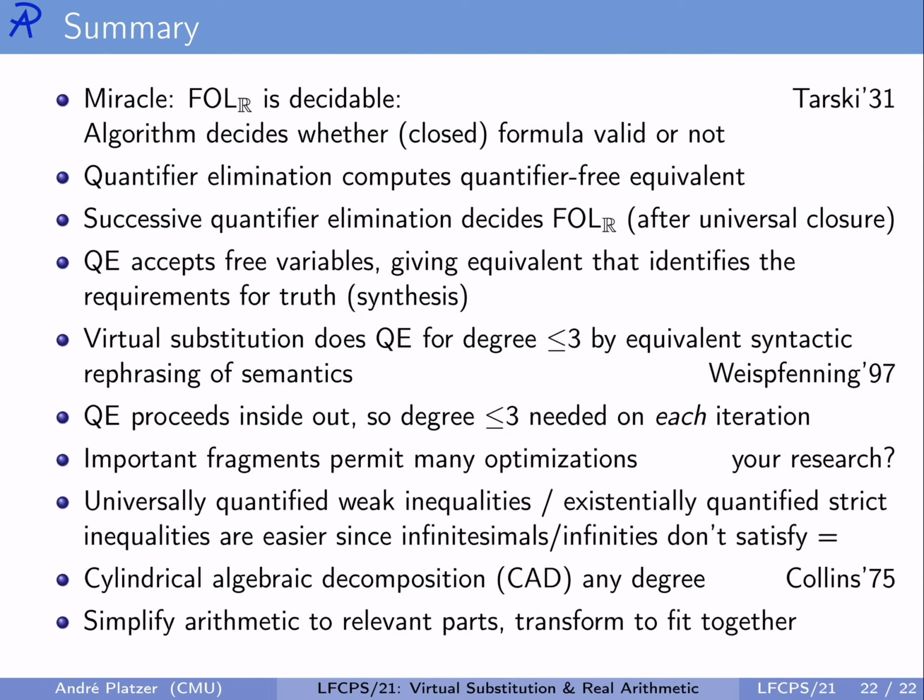What you've seen overall is Tarski's miracle, that first the logic of real arithmetic is decidable, although admittedly we only looked at the quadratic cases. The treatments for other cases are admittedly more complicated, but follow in spirit very much what we've seen. There's an algorithm that decides whether closed formulas, so the ones without free variables, all the variables have already been universally quantified, are valid or not. And also, quantifier elimination, which is the workhorse for that, computes quantifier-free equivalence. So even if we're not trying to decide, we can tease out conditions when it would be true, which is useful for proving as well.